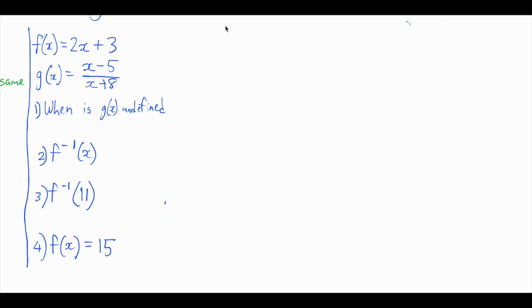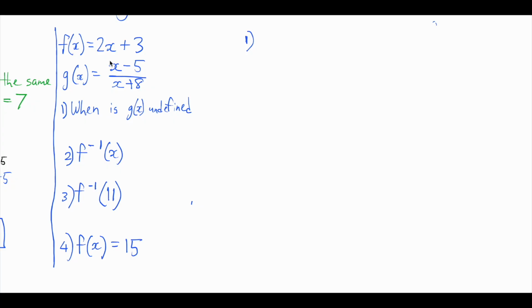Okay, so let me go through it now. So the first one, number 1. Alright, so when is g(x) undefined? So when we say undefined, that means the denominator here needs to be equal to 0. So if we say x plus 8 is equal to 0, that means it's going to be when x is equal to negative 8. So that's the answer for the first one. Make sense?